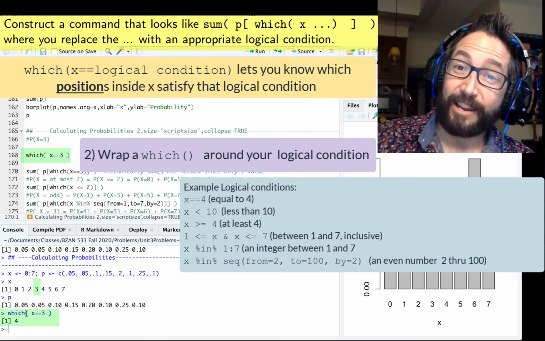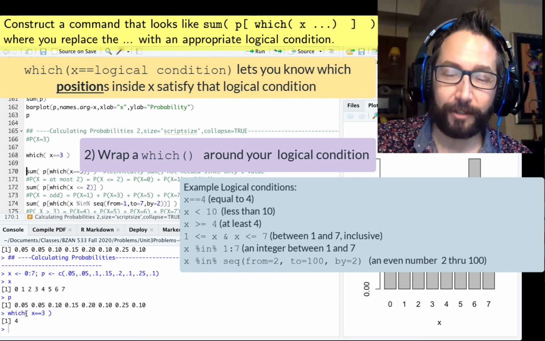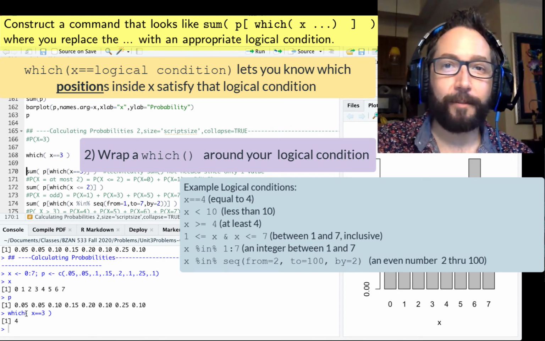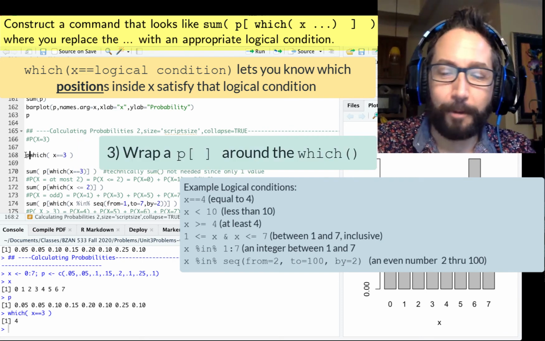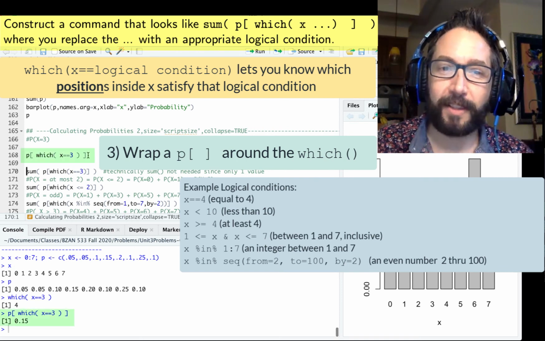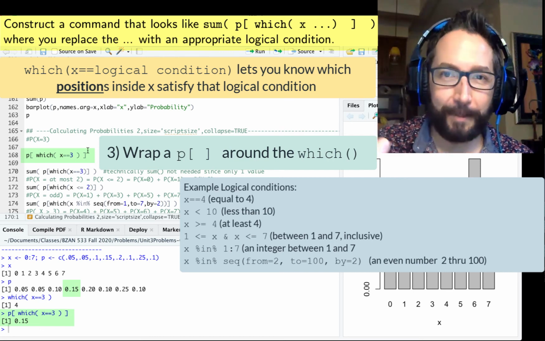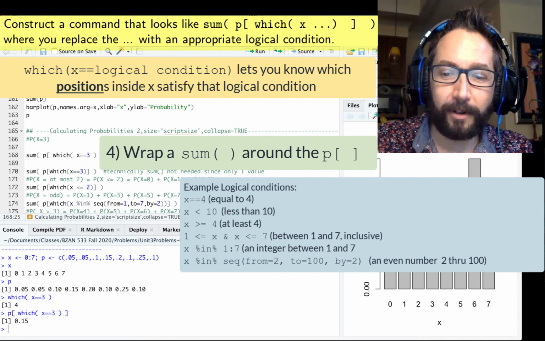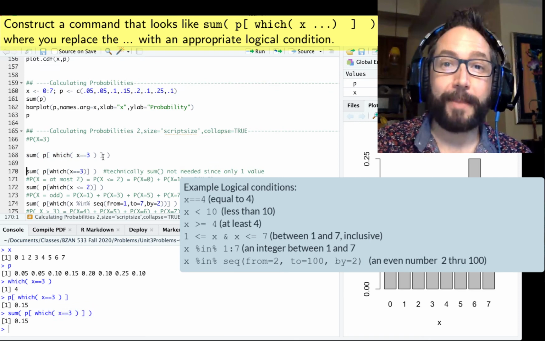I know that the p and x vectors are defined so that they match up element-wise. The value in the fourth element of p is the probability of whatever the fourth element of x happens to be. So if I say p bracket, extracting out the element of p in the fourth position, I get 0.15. And just for good measure, because I might be asking about the probability of more than one outcome, I can take the sum of this to always get the answer. So that's going to be my recommendation.